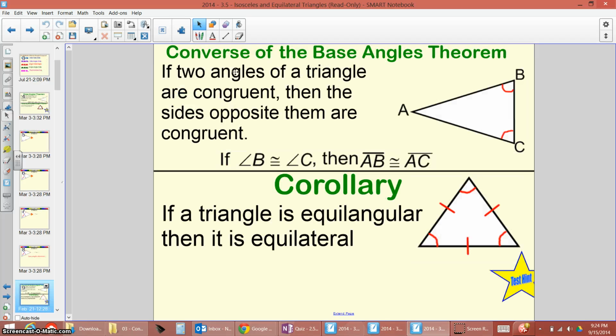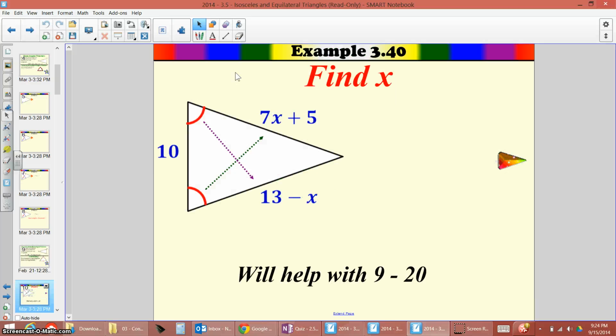So converse, here we go. See this? I told you. Works both ways. If two angles of a triangle are congruent, then the sides opposite them are also congruent. So if B equals C, then AB equals AC. And the corollary to the equilateral triangle one was if the angles are the same, then it's equilateral. We don't necessarily know how big they are, we just know that they are equal to each other.